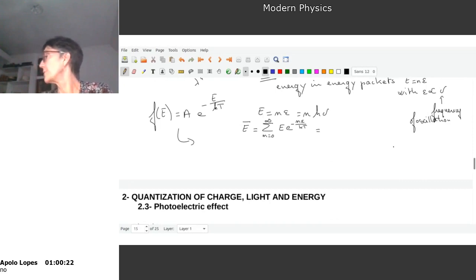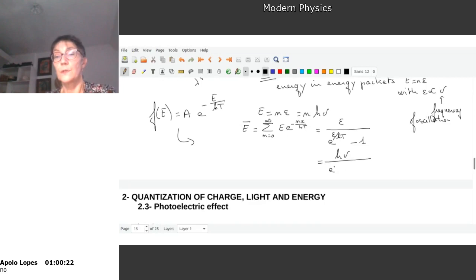you will find the following: you will find this is equal to epsilon over exponential of epsilon over KT minus 1, and so you know that epsilon is not M, it is H nu. So this is H nu over exponential of H nu over KT minus 1. So this is the Planck distribution.